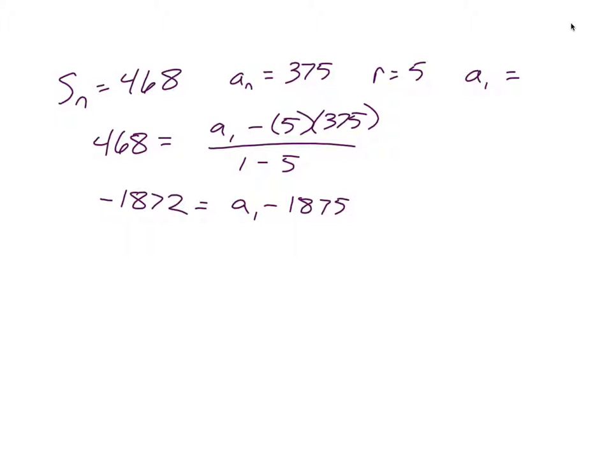So the only thing left is to add. Oh my gosh, it's complicated. So that means the first term in the sequence is 3. What's the second term? 15. 3 times 5 gives me 15. Next one. 3 to go.